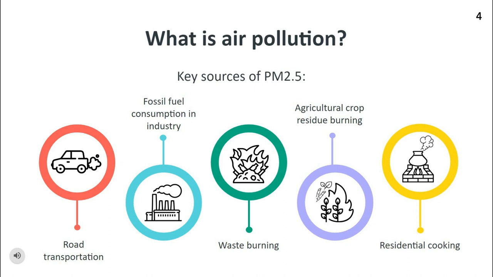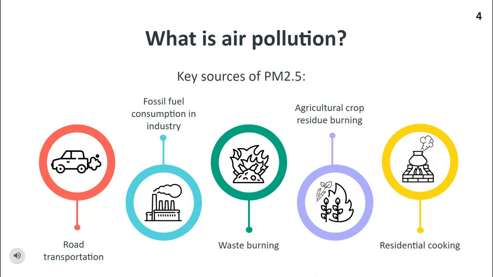Air pollution can simply be defined as harmful substances which alter the natural characteristics of the atmosphere. The two most harmful air pollutants in terms of health impacts are particulate matter, or PM2.5, and tropospheric ozone. PM2.5 refers to particulate matter with a diameter less than 2.5 microns. It is particularly harmful due to its ability to enter the bloodstream and travel to any area of the body, causing irritation and inflammation.